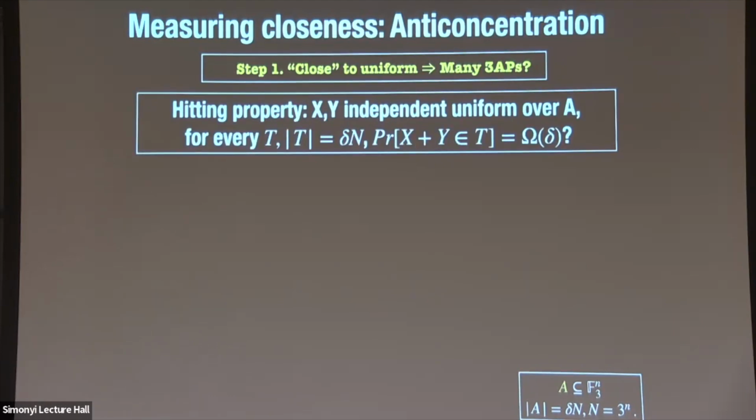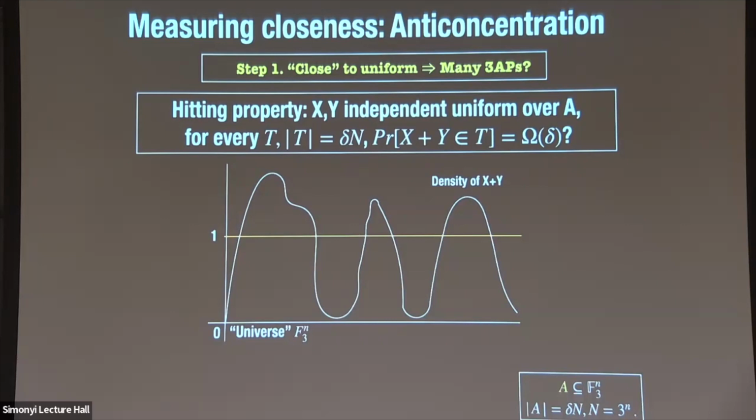So let me say we have the hitting property. If I choose x and y independently and uniformly over A, then for every set T which is not too small, meaning it has at least delta fraction of the elements, the probability that the sum is in the set is roughly what it should be. So instead of asking this just for the set 2A, I'm asking it for all not too small sets. It's a substantial generalization, but you'll see that it doesn't hurt us.